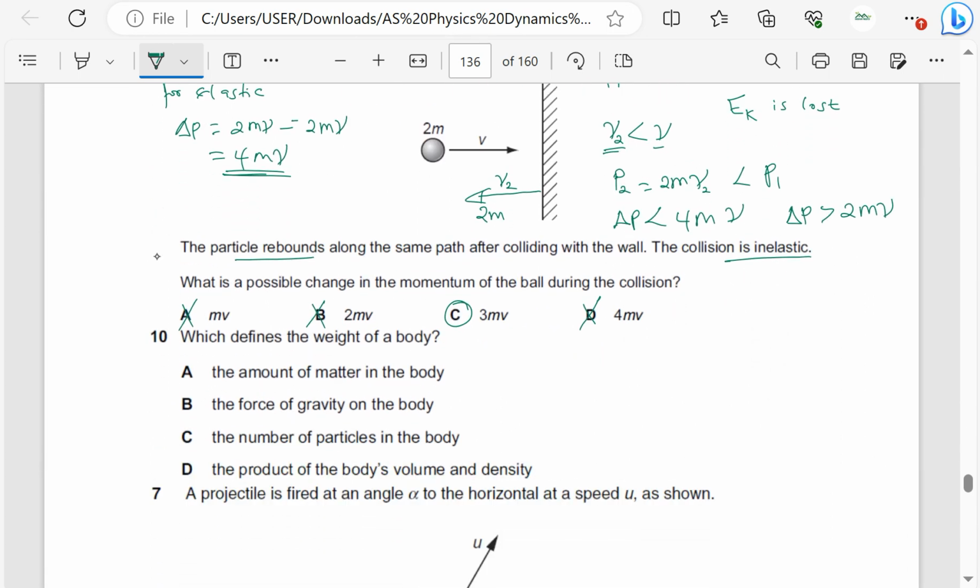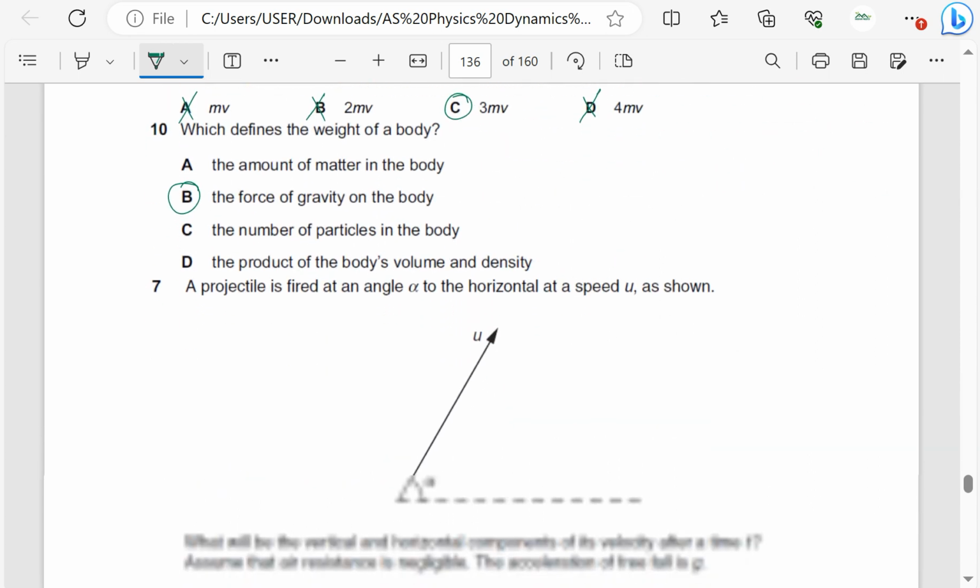Which defines the weight of a body? Of course, the weight is the pull of gravity on an object, so the answer is going to be B, the force of gravity on the body.